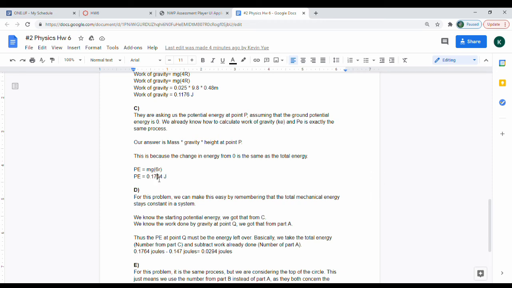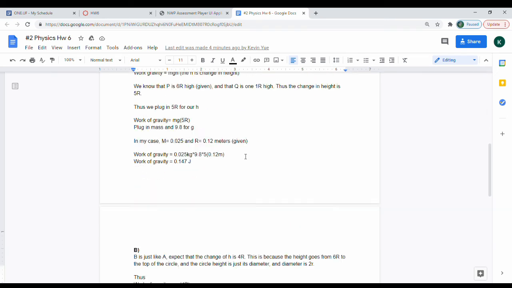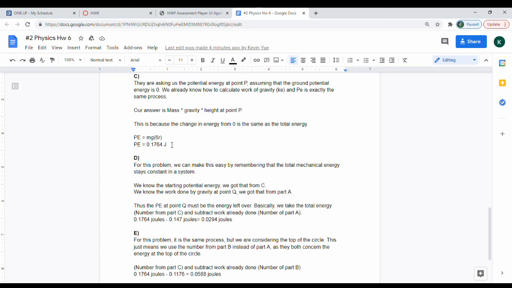And then for D, we're being asked about the potential energy at a specific point, at point Q. So we could go through the same process and just use the change in R, but what I've decided to do, you could do it a different way, is that we know the potential energy, all the energy in the system. That's C. We just solved that. And we know that the mechanical energy in the system stays constant.